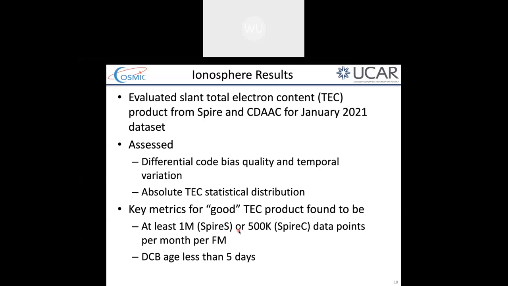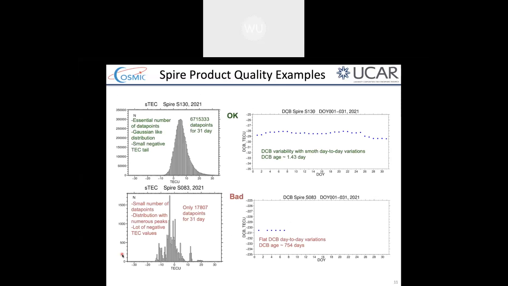And we found that in order to judge a TEC product from a satellite to be good and reasonable for use in science applications, we would like at least 1 million points over the month per satellite from the Spire data, about half that from our produced TEC, and that we have reasonably low ages for the DCB estimate. So generally, these are estimated in our system every day. Spire is doing them in a different way. Sometimes they're much older, so we're not sure of the details there, but it does make an impact on the results.